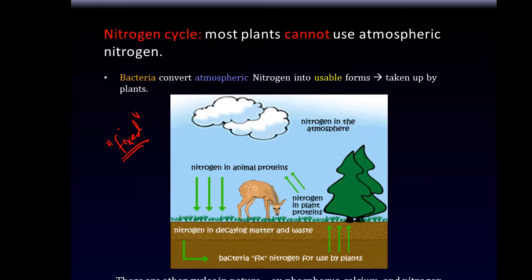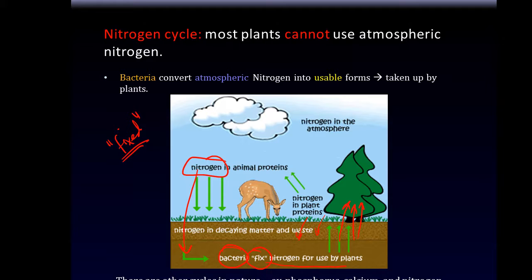So nitrogen in decaying matter and waste, and bacteria, fix the nitrogen in a way that the plant can absorb it. So the nitrogen in the air is taken up by the bacteria in the ground and changed into forms the plant can absorb. And then when plants and animals die, they are decomposed, and the nitrogen is brought back into the soil that way. So nitrogen is also similarly recycled.